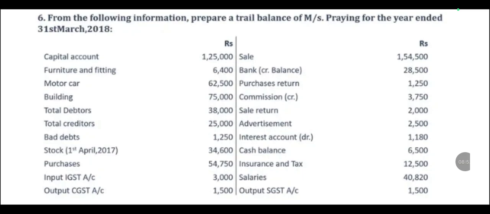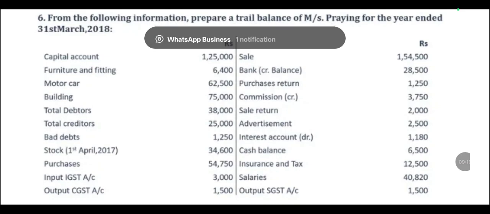Bank credit balance, that means it is a bank overdraft or a kind of bank loan. Credit. Purchase return, revenue, income or benefit, credit. Commission credit, commission credit means commission received, income, credit. Sales return, loss, debit. Advertisement, it is an expense, debit. Interest account, debit, that means we have paid interest to someone, it is an expense, debit.